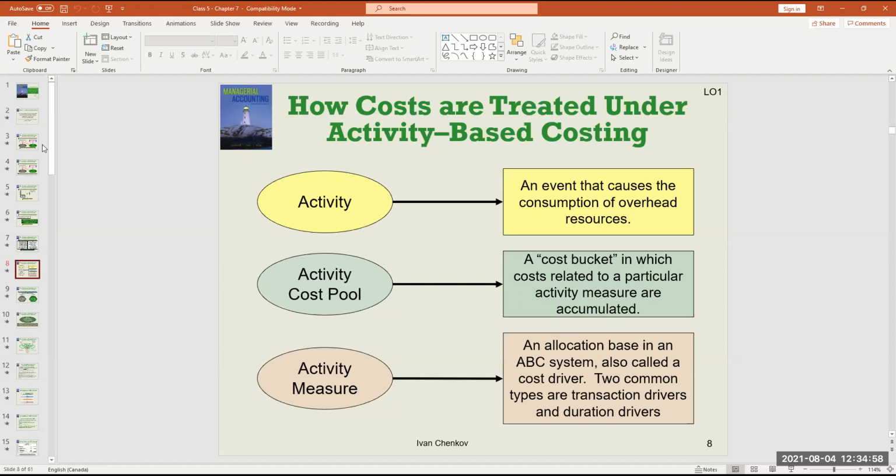Before we go into transaction and duration, I want to give you a simple example. The simple example is going to come from your monthly electricity bill. Do you pay for electricity, or is electricity already included in your rent?